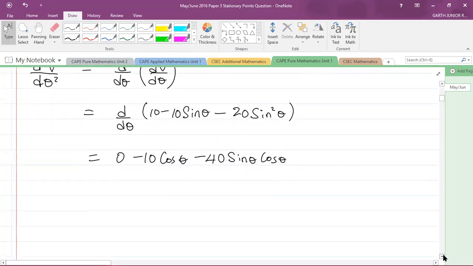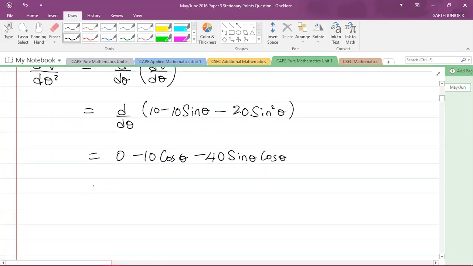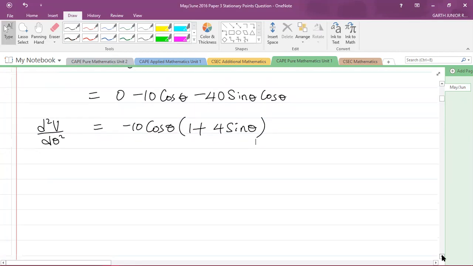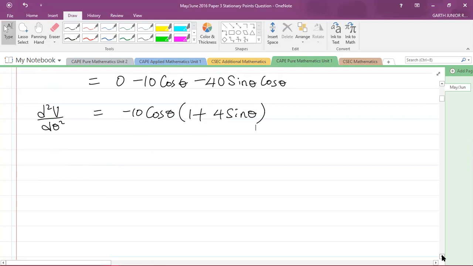Let's simplify here. I recognize that negative 10 cos theta is a common factor for the last two terms, so I can factor that out. So d2v by d theta squared equals negative 10 cos theta, and in brackets I'm going to have 1 plus 4 sine theta remaining. That is my second derivative of v with respect to theta. Great. That is what I have.